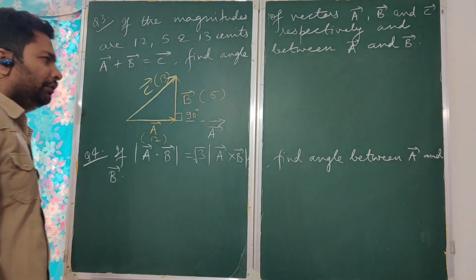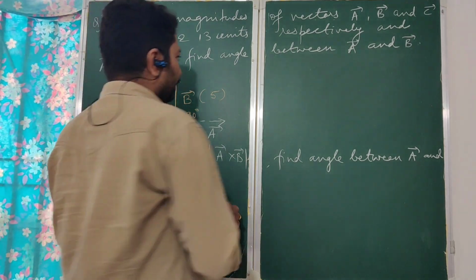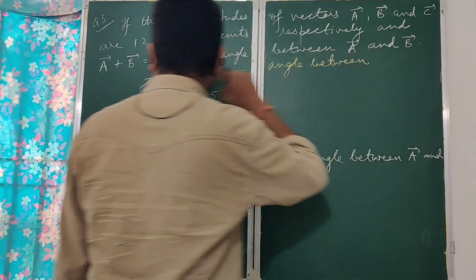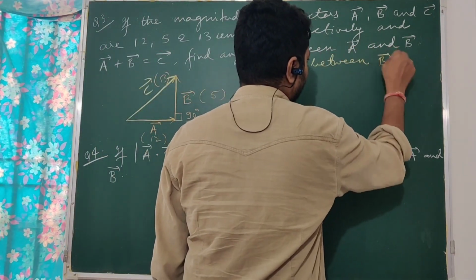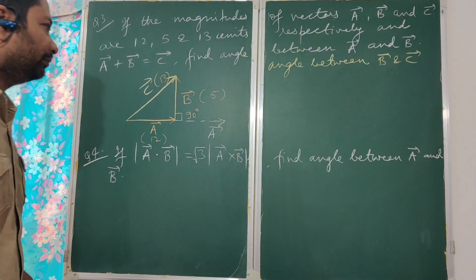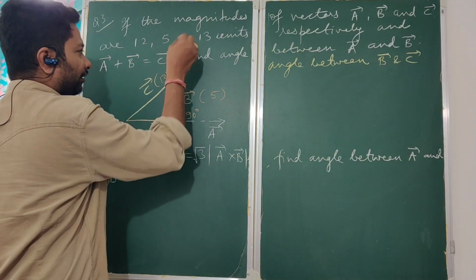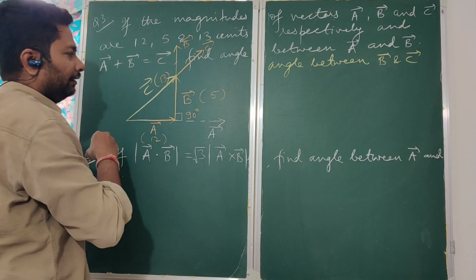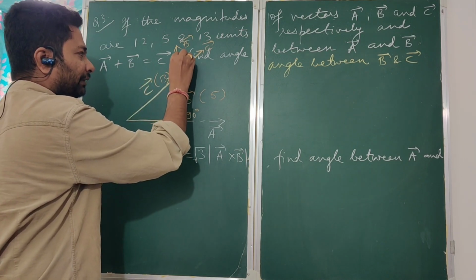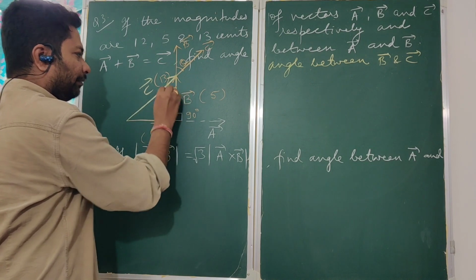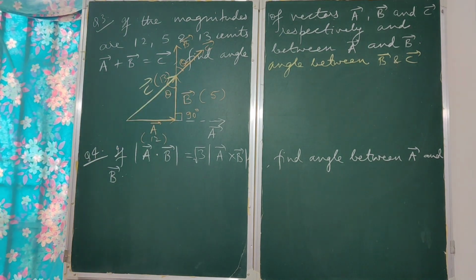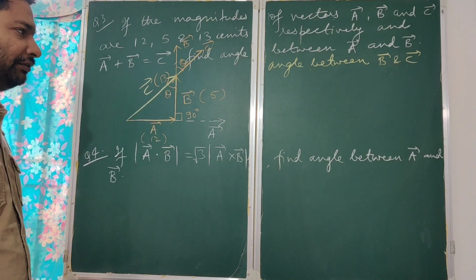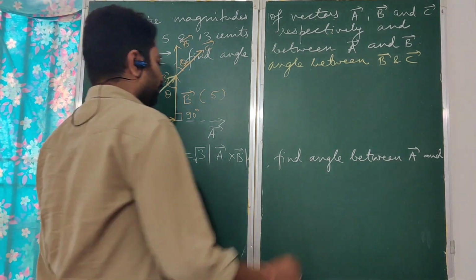Suppose they would have asked the angle between b vector and c vector, then how will you find it out? You will take the direction of b vector and the direction of c vector. So this is your b vector and this is your c vector. Now this is the angle between b vector and c vector, theta. In that case you could have given the answer as tan theta is equal to 12 by 5. So theta is equal to tan inverse of 12 by 5.